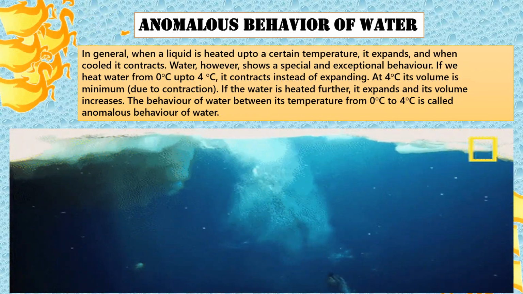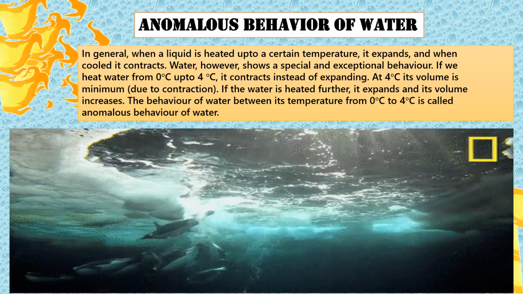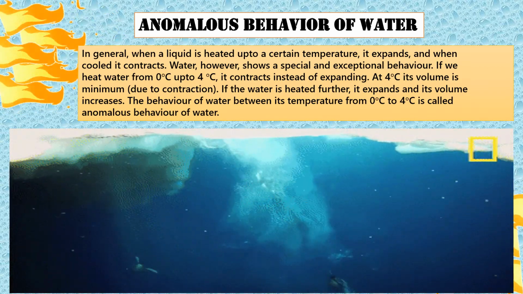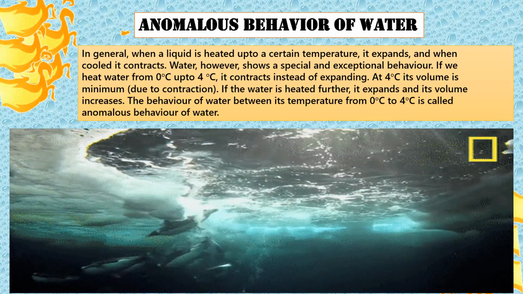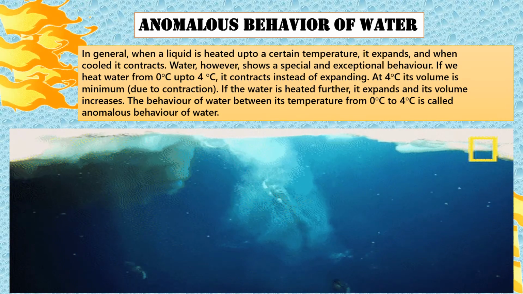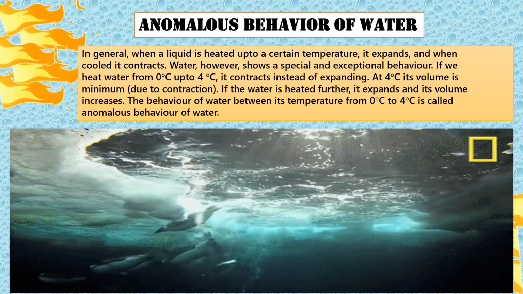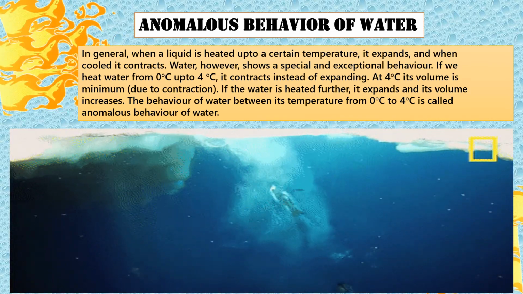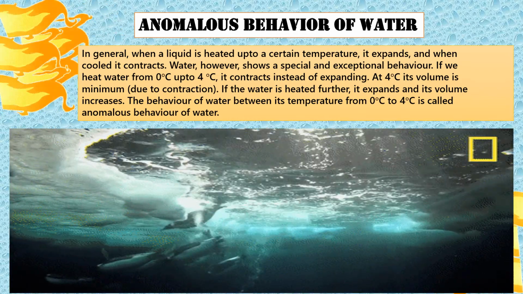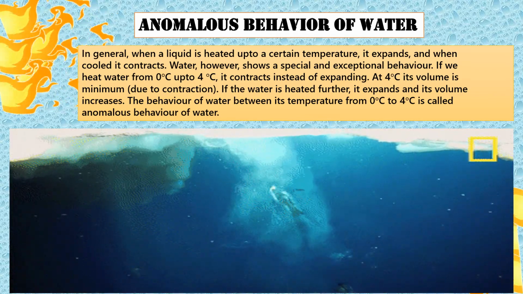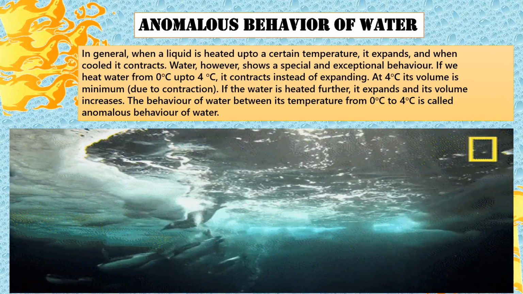At 4 degree centigrade, its volume is minimum due to contraction. If the water is heated further, अगर हम लोग water को और heat करेंगे, it will expand and its volume increases. The behavior of water between its temperature from 0 degree centigrade to 4 degree centigrade is called anomalous behavior of water. Okay, so anomalous behavior of water is something which is very useful in nature. That we'll be explaining to you later ahead. But in order to understand how this anomalous behavior of water works, we'll be understanding it with the help of an experiment, that is Hope's experiment. So let's see that.